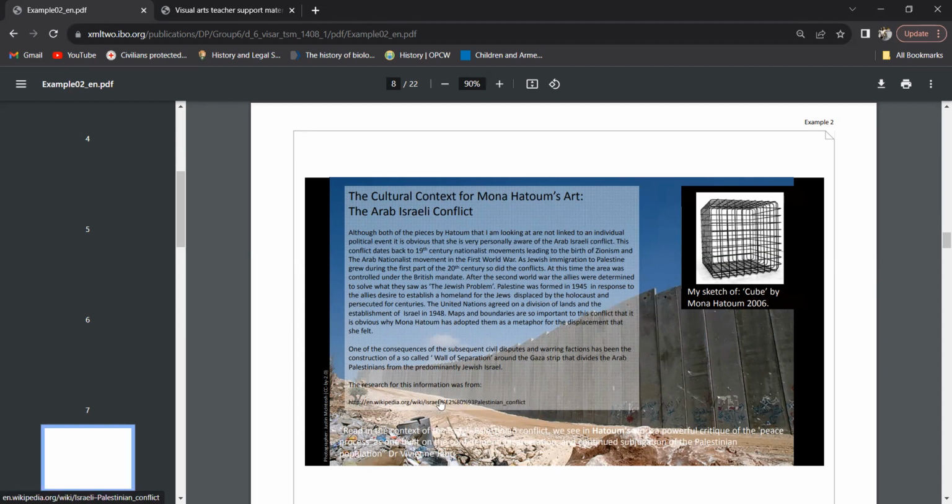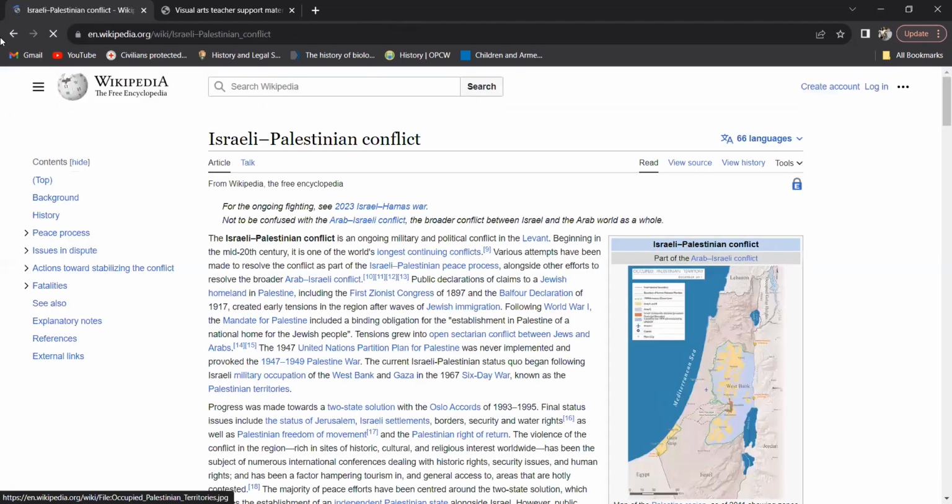Again, we've got verified information from Wikipedia. I know some people try to say they don't trust it, but hey, it's verified. So yeah, plenty of information there.